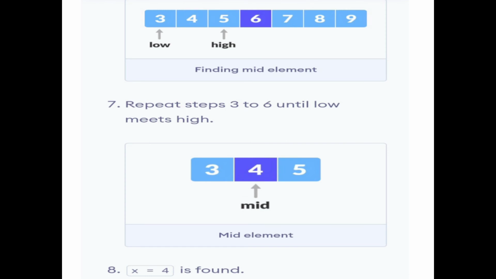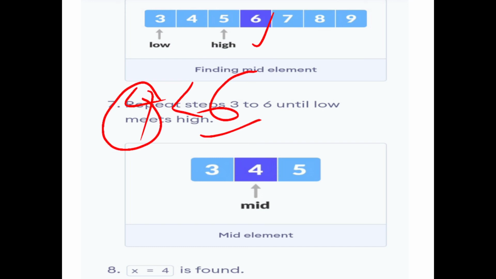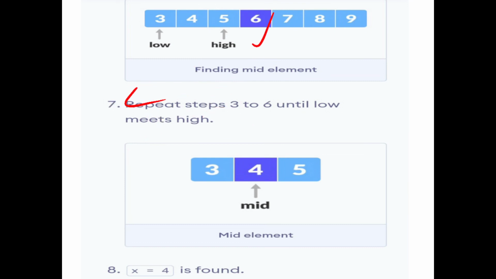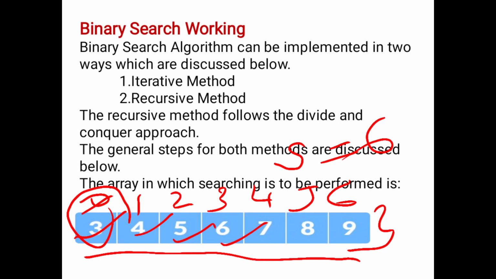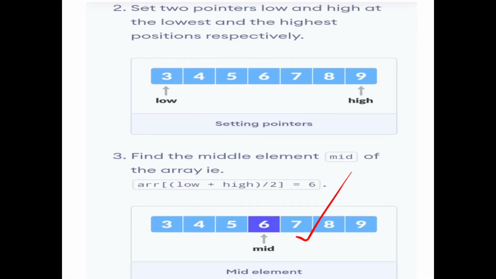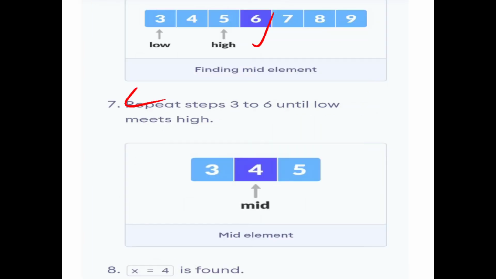Here the mid position we found is 6, and 4 is our key element. 4 is less than 6, that means the key element is less than 6, so we must follow the left side of the array. Then we can easily find the key element, which is 4. Then repeat steps 3 to 6 until lowest exceeds high.